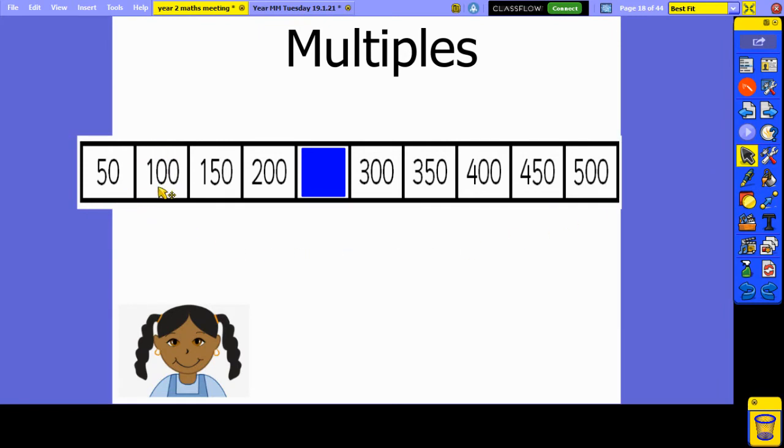50 to 100, 100 to 150, 150 to 200. I think we're counting in multiples of 50. 50 plus 50 is 100, and another 50 is 150 to 200. So 200 plus 50 is 250, 300, 350, 400, 450, 500. We're counting in multiples of 50.